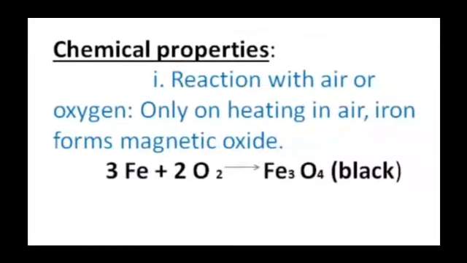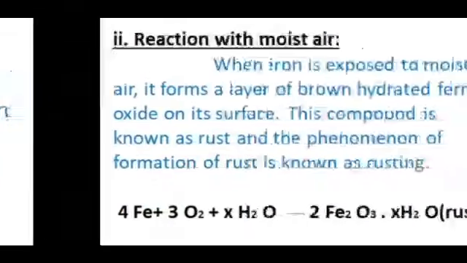Next, chemical properties of iron. Reaction with oxygen. Iron on heating with oxygen will form magnetic oxide Fe3O4. The equation is iron Fe plus oxygen O2 will give magnetic oxide Fe3O4. And the color of the magnetic oxide is black.